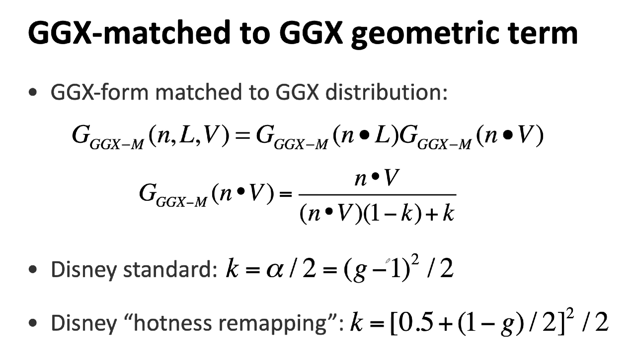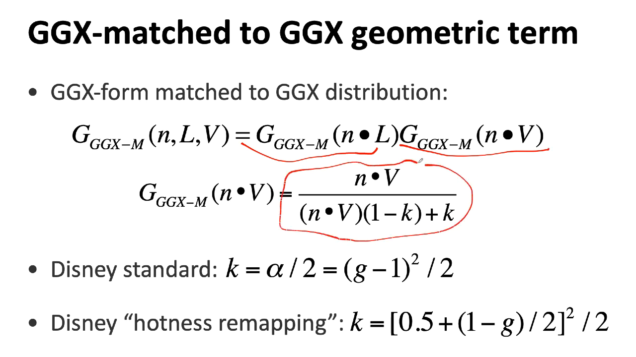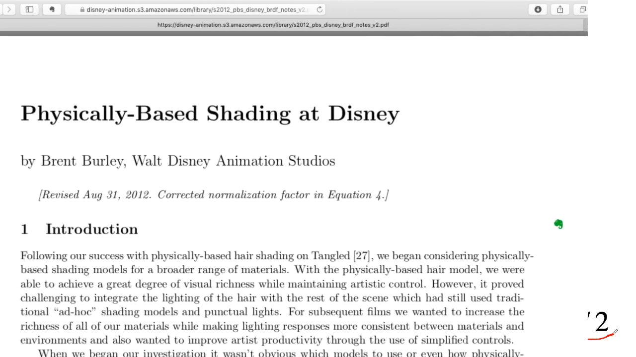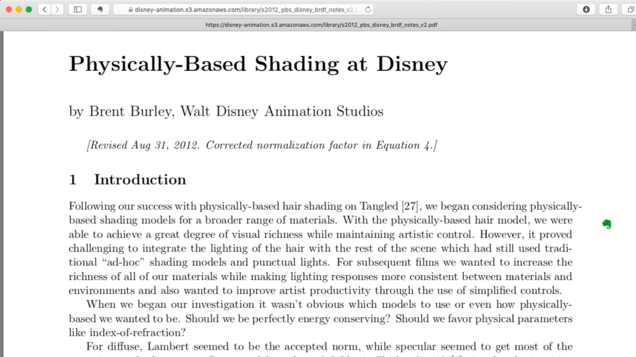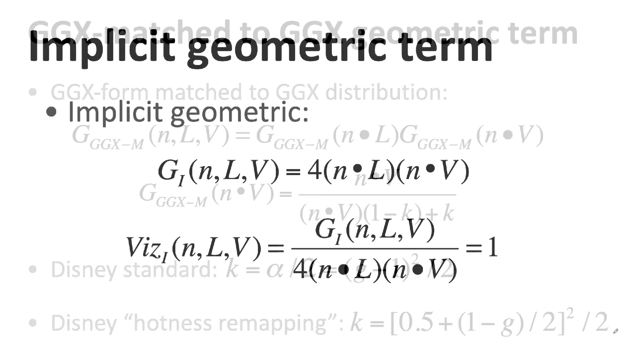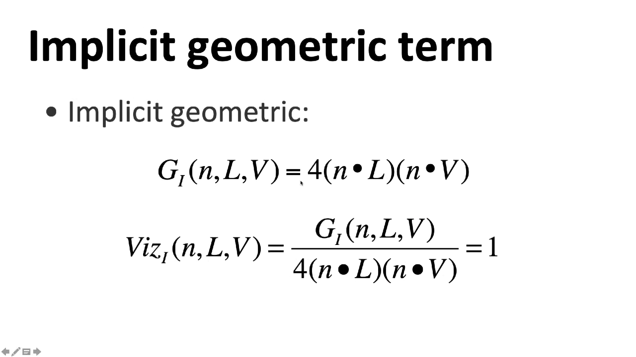So folks have figured out a variation that doesn't have the square root, where they have a geometric term that's a product of n.l and n.v factors, but doesn't have that square root. And in fact, it takes the overall form of that d GGX term. It's a little bit different, though. Now, there's a couple of choices for k here. Disney took two approaches. One was this g minus 1 squared divided by 2. So this is like this alpha divided by 2. And then they also had this variation that they called hotness remapping. And if you look at the original white papers about this from Disney, they can explain it. Basically, they're coming up with a variation that their artist found more appealing. Your mileage may vary.